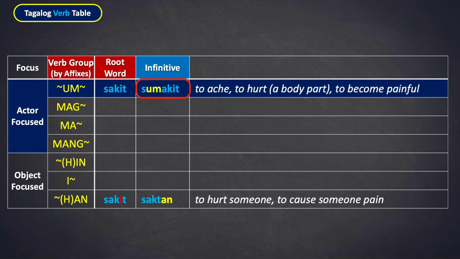SUMAKIT means to ache, to hurt, like a body part, or to become painful. It is created from the combination of the infix and the root word sakit. As you can see from the verb table, SUMAKIT is an actor-focused verb. As such, this verb focuses on the actor or the doer of the action.